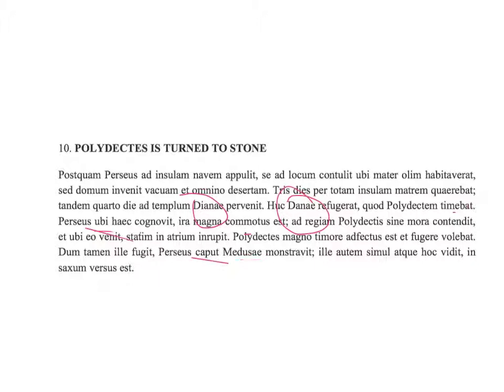Remember, Medusa's head was the head that could turn people to stone. Ille autem. He, however, simul atque, as soon as he vidit, as soon as he saw hoc, look at that, hoc here, being different to haec. Hoc, the singular neuter, haec, plural neuter, accusative. When he saw this, singular, as soon as he saw this, versus est, he was turned, from verto, I turn, he was turned into saxum, he was turned into stone. Look at that, versus est, therefore being the perfect passive. He has been, or he was turned into stone.